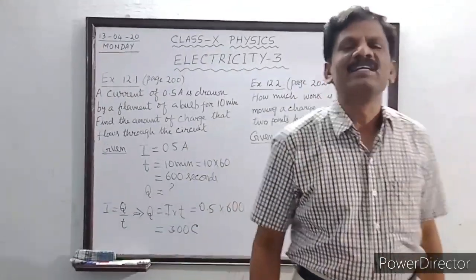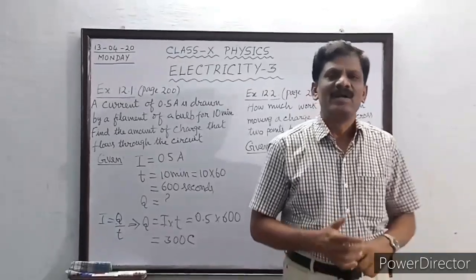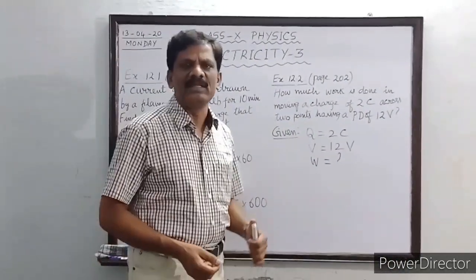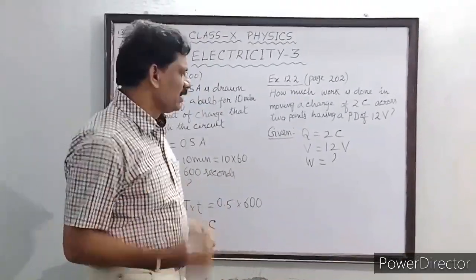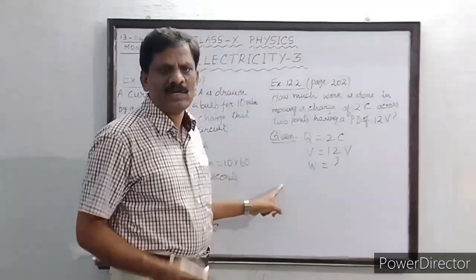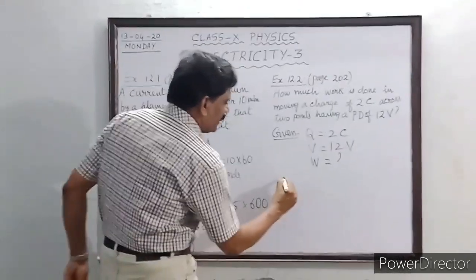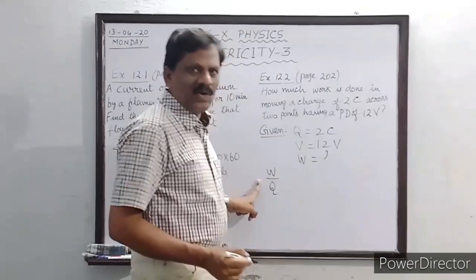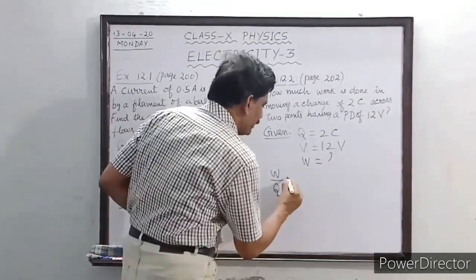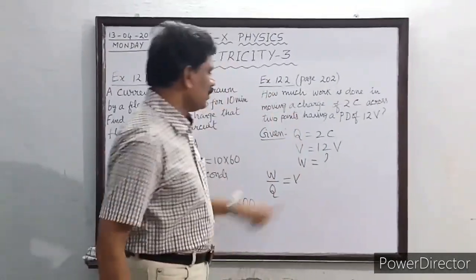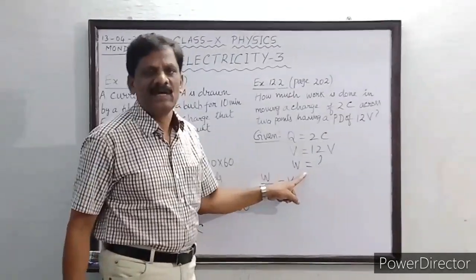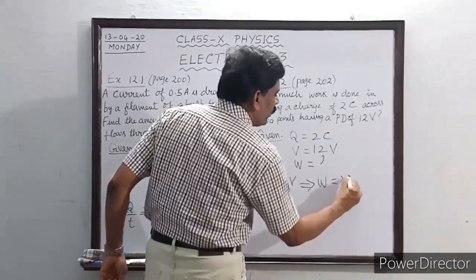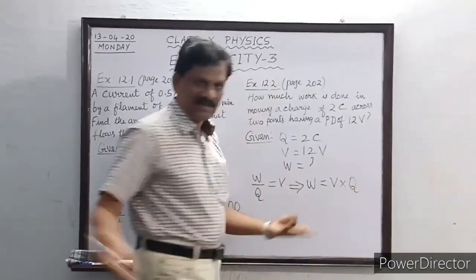Just now we defined the potential difference between 2 points as the work done per unit charge. So what must be the relationship connecting all the 3 quantities? You are right. W by Q is equal to V. I will write W by Q. This is what? Work done per unit charge. This only is equal to V. Now, what we have to find is W. So this equation implies that W is equal to V into Q. Very simple.